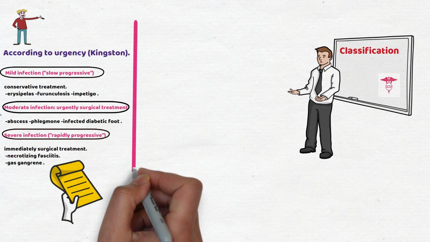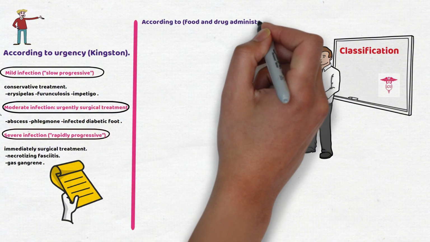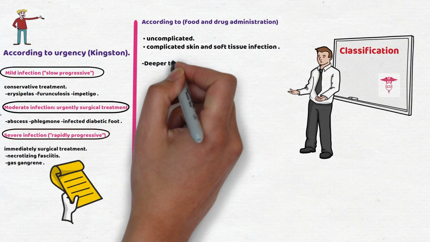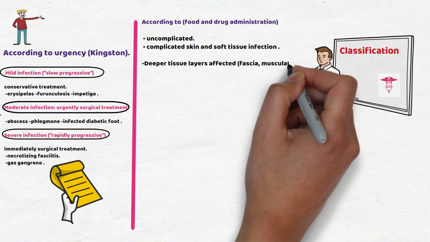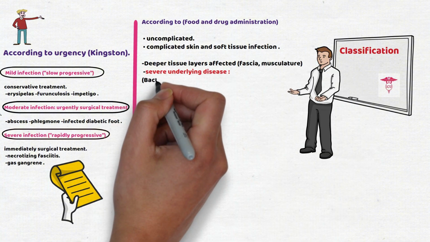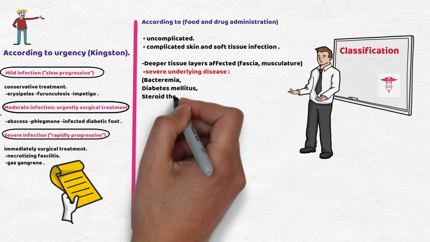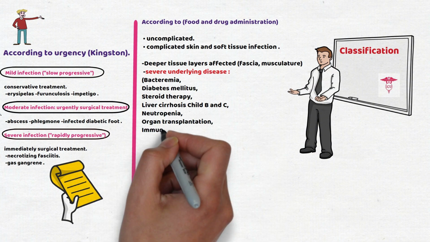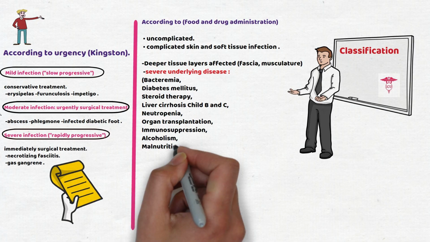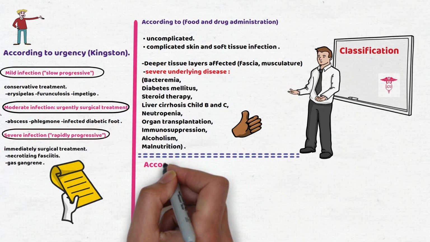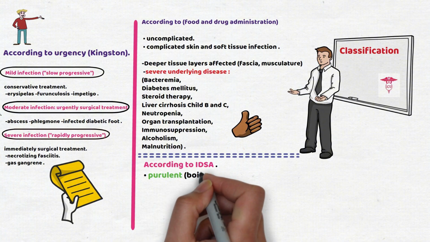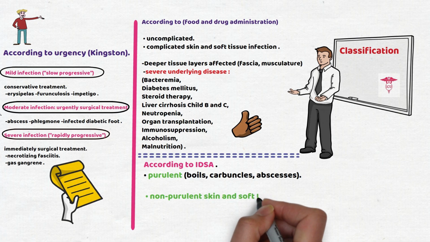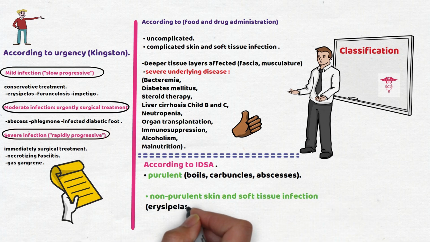According to the Food and Drug Administration: uncomplicated, or complicated skin and soft tissue infection, with deeper tissue layers affected, fascia, musculature, or severe underlying disease, for example, bacteremia, diabetes mellitus, steroid therapy, liver cirrhosis Child B and C, neutropenia, organ transplantation, immunosuppression, alcoholism, malnutrition. According to the Infectious Diseases Society of America: purulent, boils, carbuncles, abscesses. Non-purulent skin and soft tissue infection, erysipelas, phlegmon, necrotizing fasciitis.